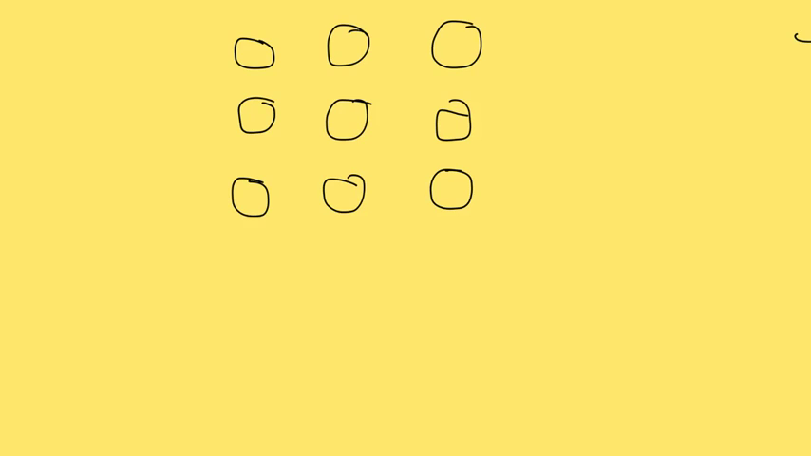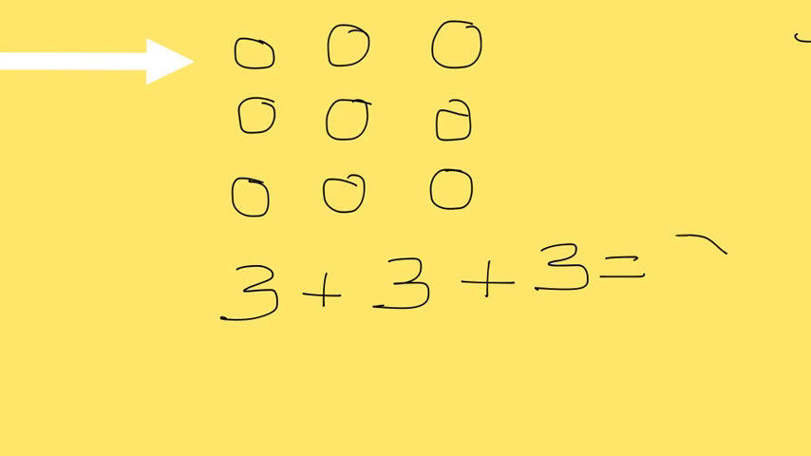Watch now as we use this array to make an addition sentence. I would look at the number of circles in each row. I see 3 in the first row, plus 3 in the second row, plus 3 in the third row. Still equals 9 because we haven't changed the number of circles.